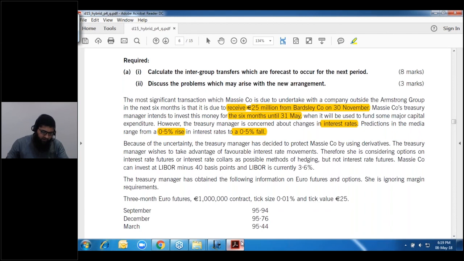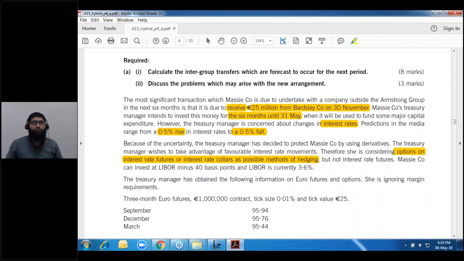Now it says because of the certainty, the treasury manager has decided to protect using derivatives. The treasury manager wishes to take advantage of favorable interest rate movement. Therefore, she is considering options on interest rate futures or interest rate collars as possible methods of hedging, but not the interest rate futures. So the question specifically says that they don't want the interest rate futures.